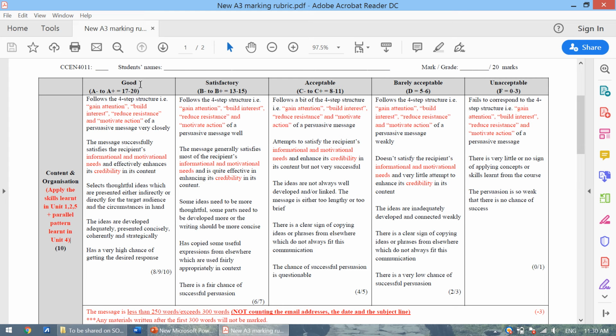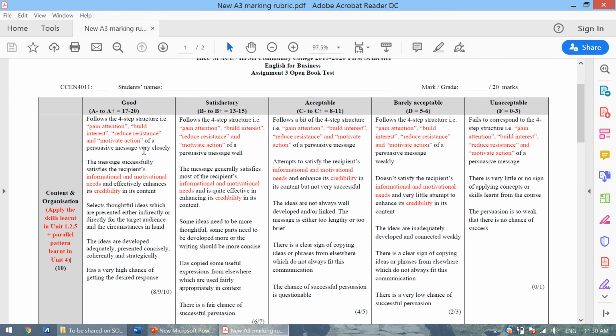So here, let's go through the content and organization highlights. First of all, for the structure, it's very important that you revise Unit 5 and remember to revise what it means to gain attention, build interest, reduce resistance, and motivate action. And of course, you know that in a table provided in your notes and in my PowerPoint notes, you can see what the different methods are that you can use in order to serve these purposes.